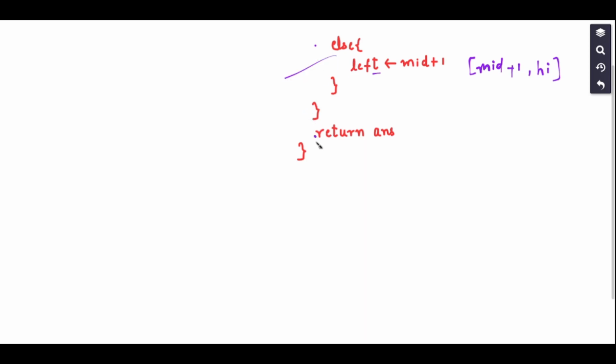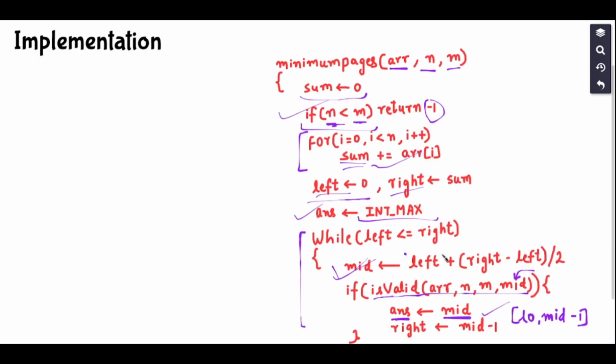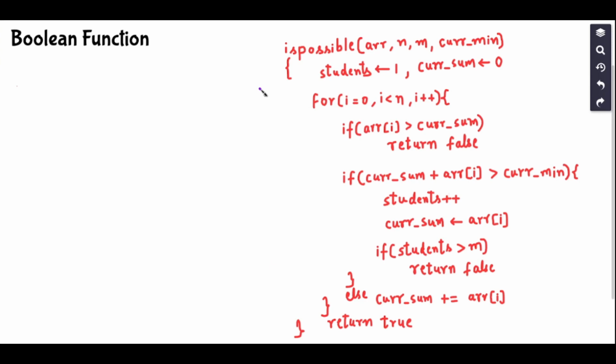Fine, so that's all, and at the end return this answer, which will store the minimum number of pages allocated to a particular student for a particular combination. Now let's see the definition of this boolean function, isValid. Okay, so this is the definition of the boolean function.